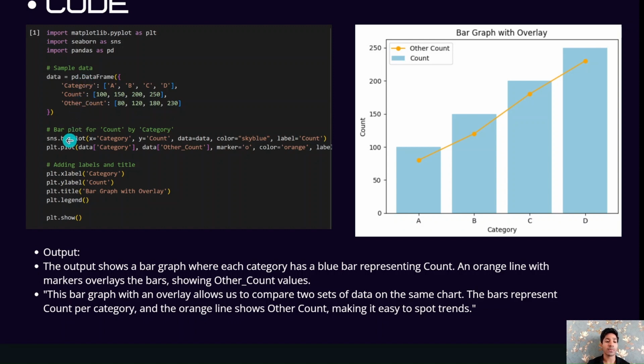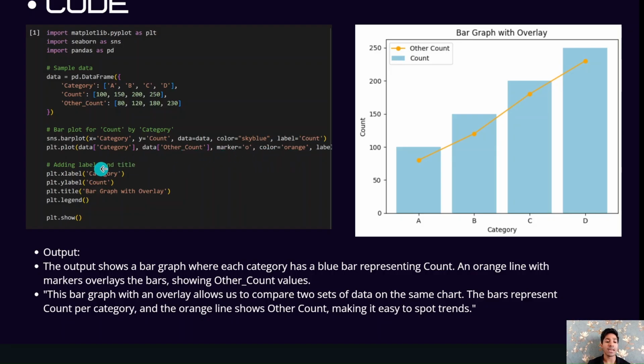And here we are plotting the bar graph of count by category, for which we have used sns.barplot. sns is a library used for data visualization, in which we have taken x as category, y as count, and we have taken color as sky blue and label as count. plt.plot is used for plotting the categories on the x-axis and the data in other count, with color as orange.